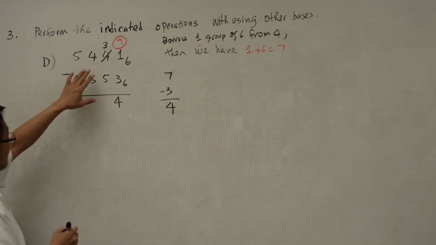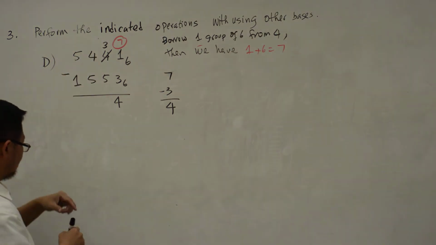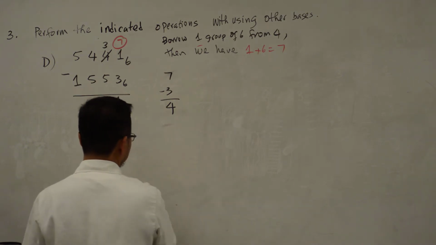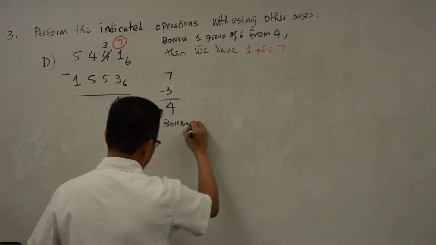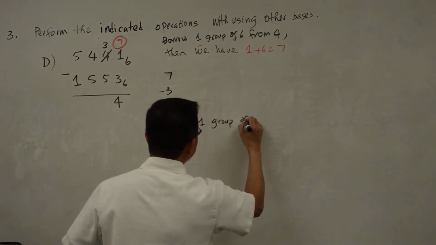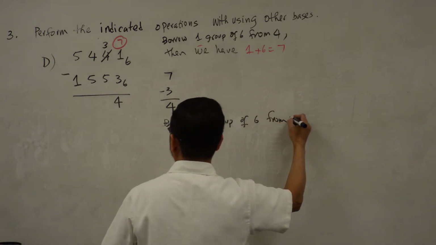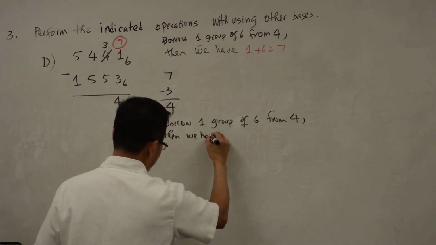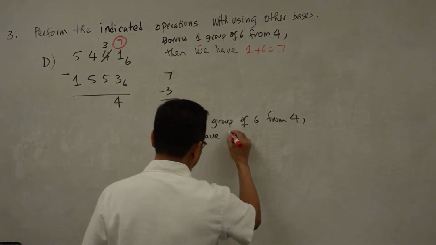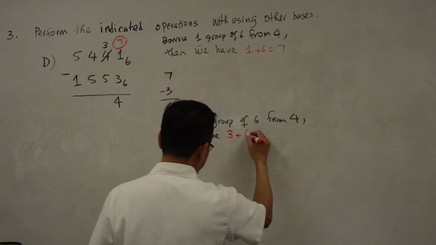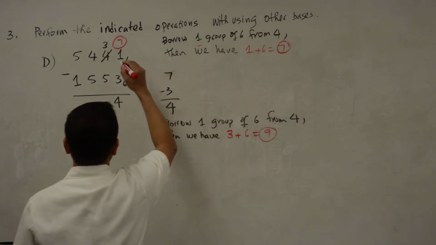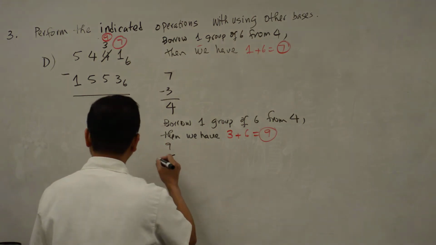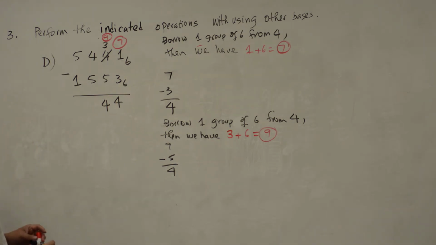Similar to the next column here, we have the next digit, 3, smaller than 5. We have to borrow one group of 6 from 4 in this case. Then we have 3 plus 6 gives you 9. So I write a 9 on top here. So we say 9 minus 5 gives you 4, write 4 on top here. Okay. So this becomes 3.